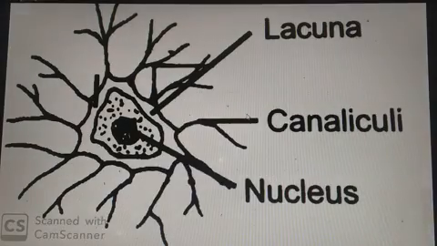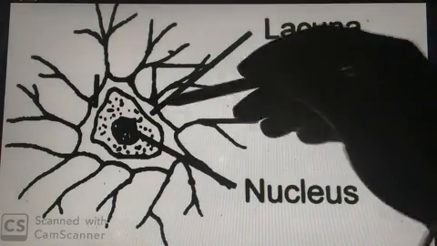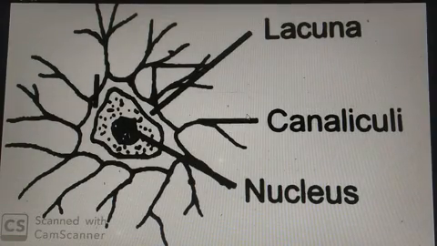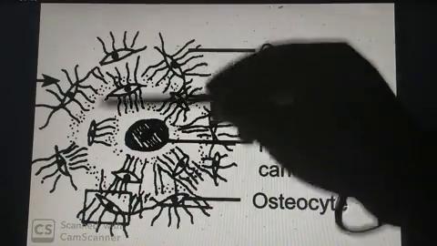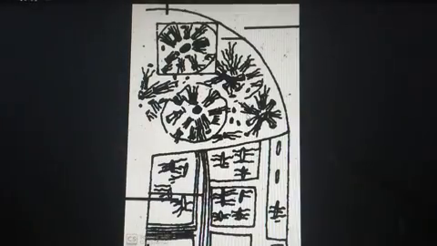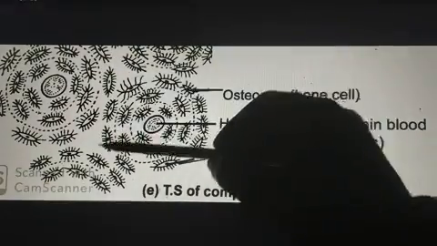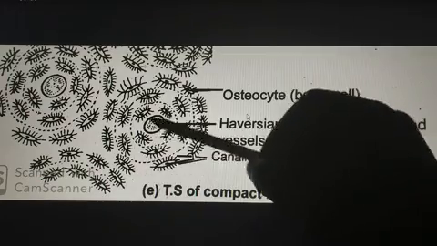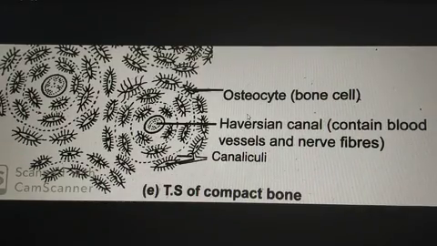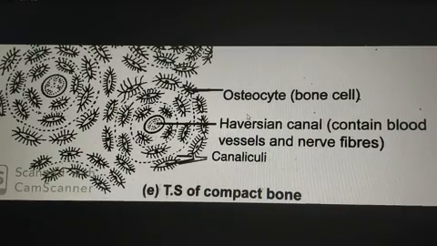So a large number of osteocytes, when present in a ring-like manner, form the Haversian system. So a large number of Haversian systems are present in the bones. Clear? So these are the concentric rings. The matrix is present in concentric rings, and at the center this is the Haversian canal, which is richly supplied with blood vessels and nerves.